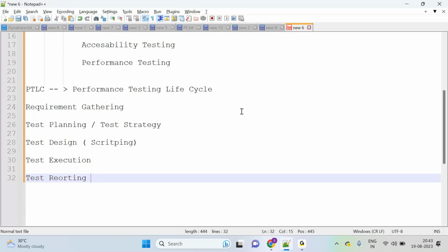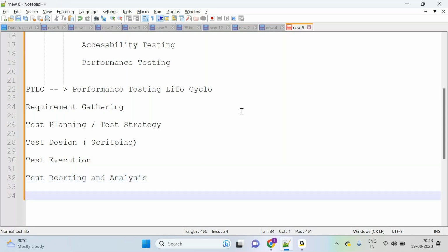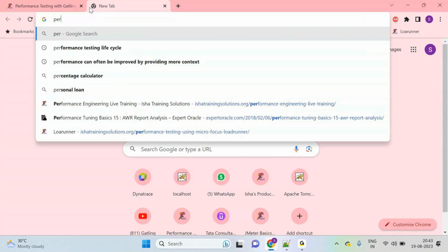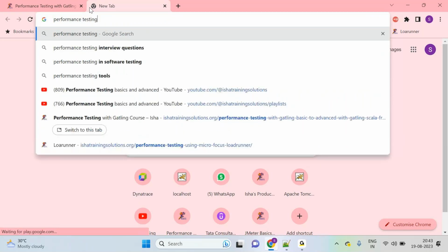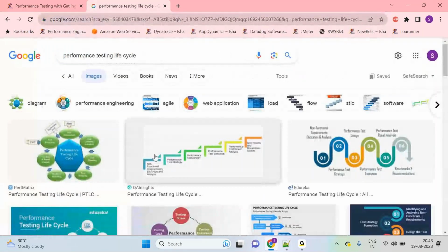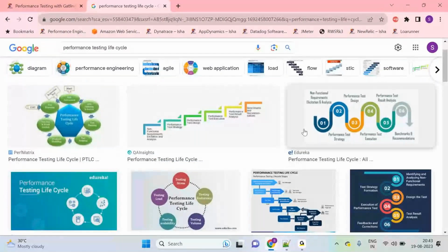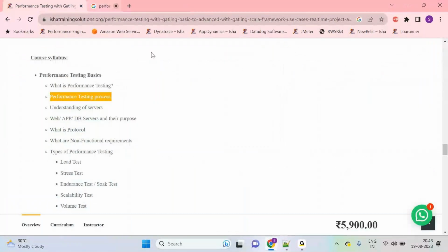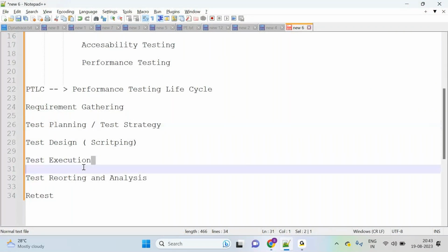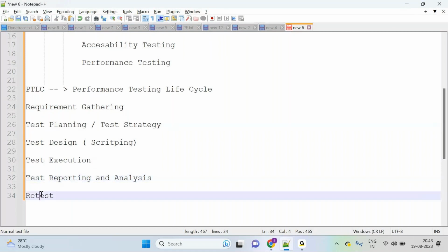In certain organizations they also do retesting after fixing, but it is not mandatory to understand. If you look at the performance testing life cycle anywhere, each one will have their own way of representing it: requirement gathering, test strategy, test design, test execution, analysis, and then benchmarking. Or certain organizations use different terms, but at the end of the day, in the life cycle we are gathering the requirements, planning, designing, executing, preparing the report, and then retesting if required.